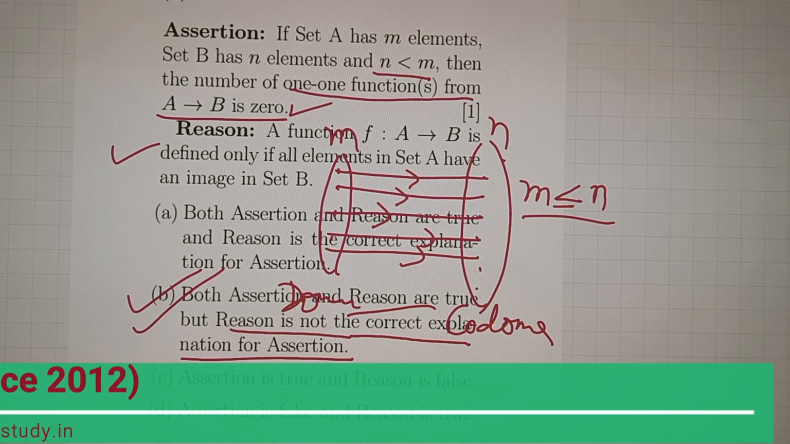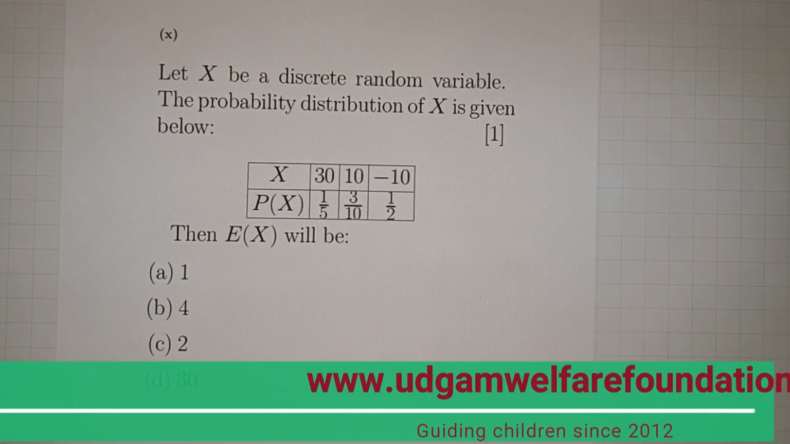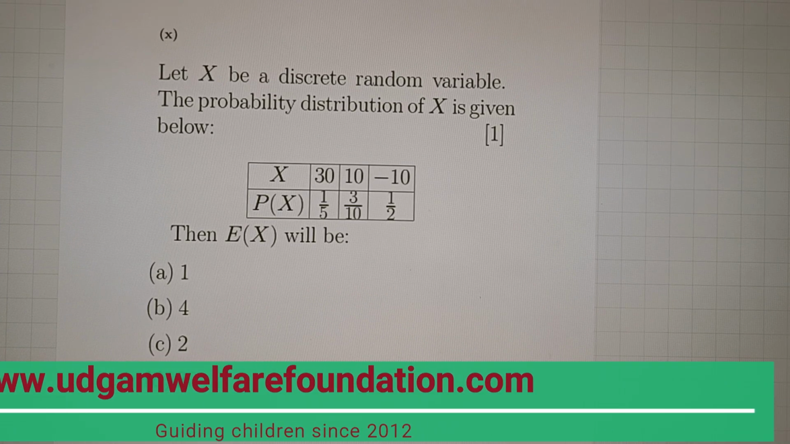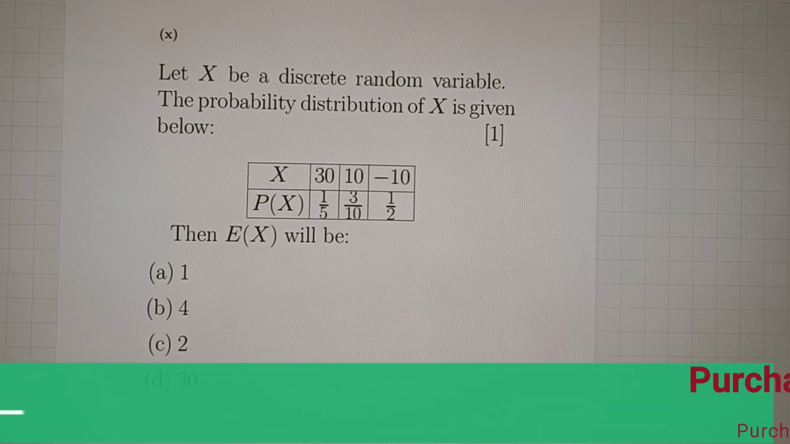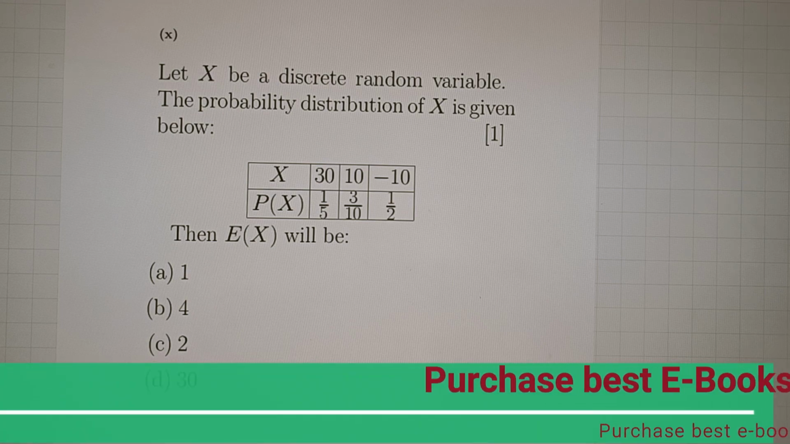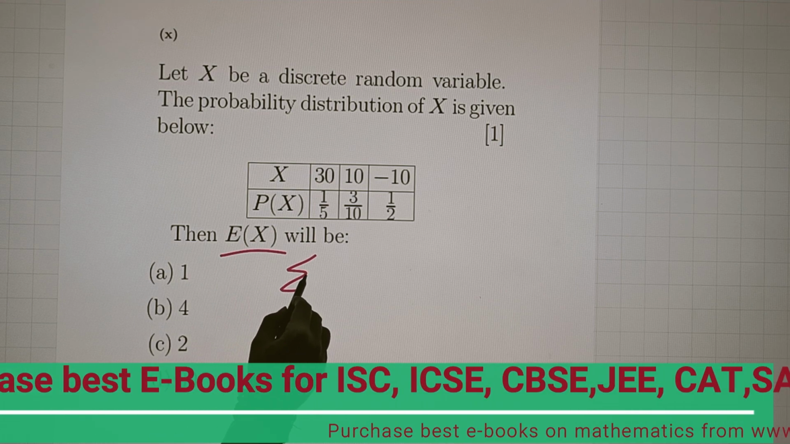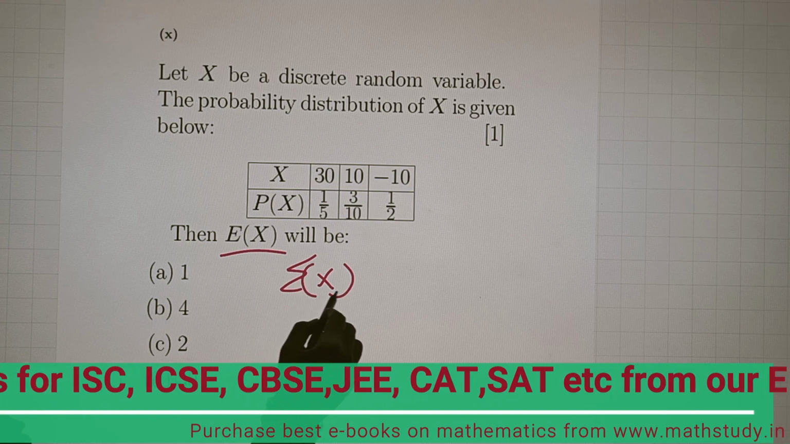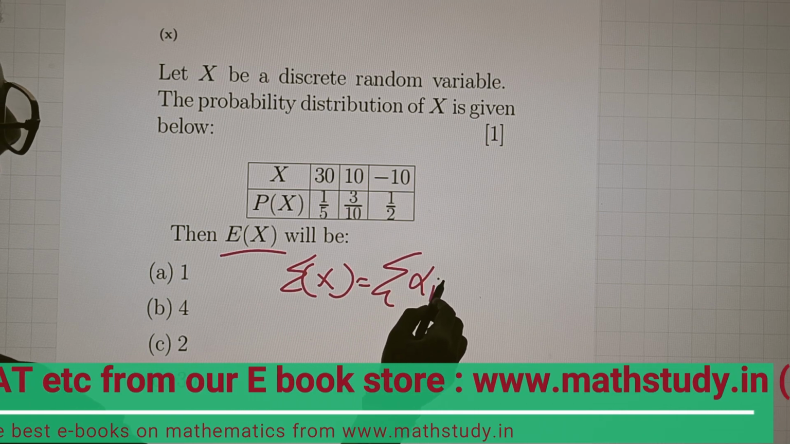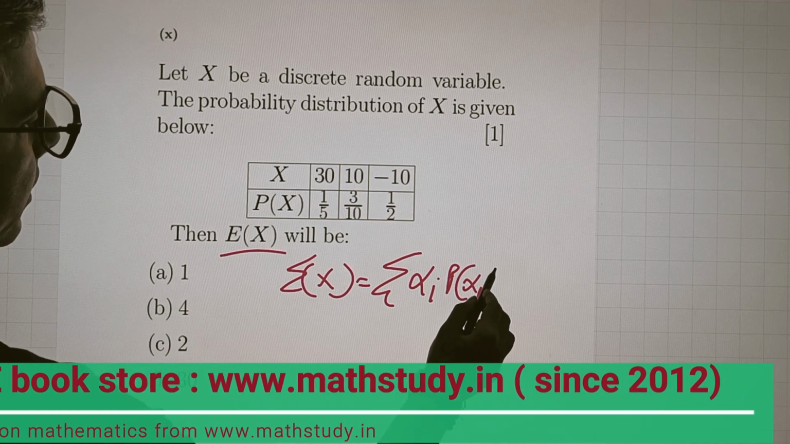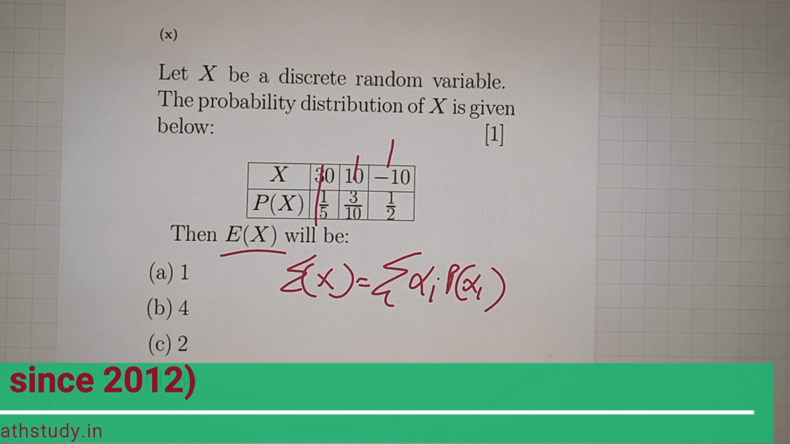Now let's move towards the 10th part of the first question. Here we have a question from probability distribution. It states that let X be a discrete random variable. The probability distribution of X is given below, and we have to find E of X. We know that E(X) equals sigma xi into P of xi. So basically we have to multiply these terms and sum them.